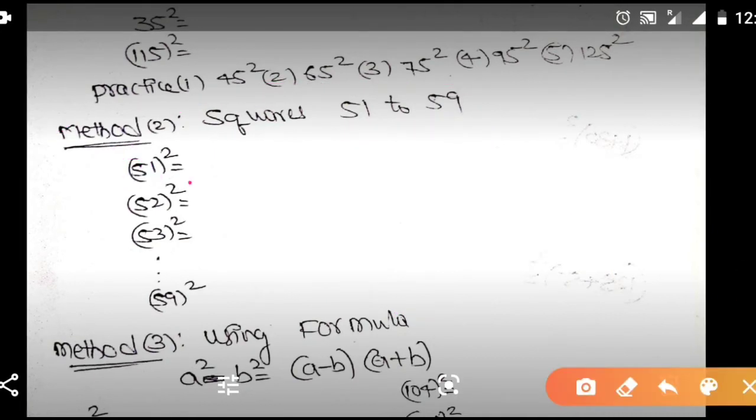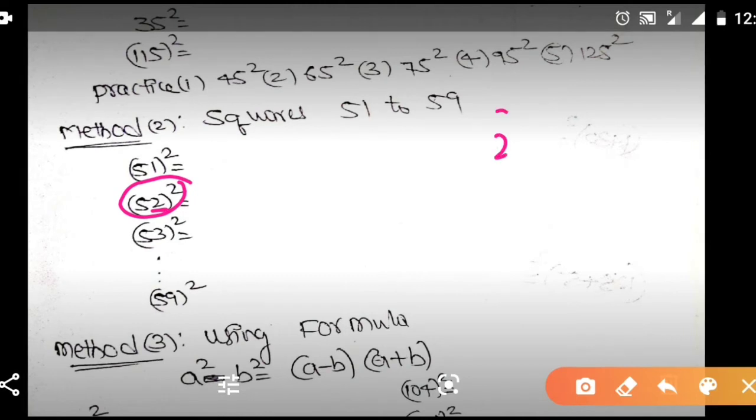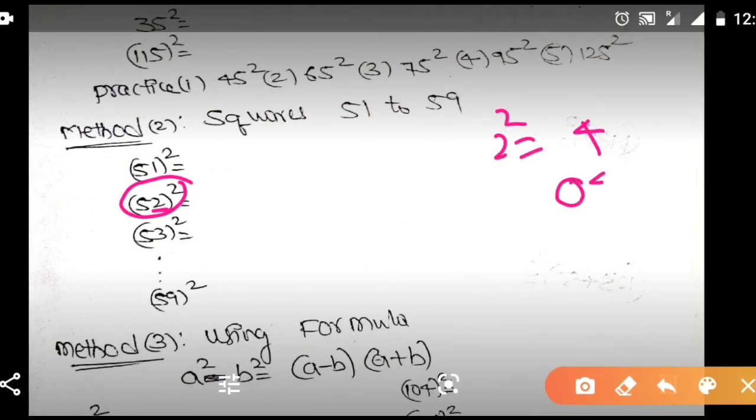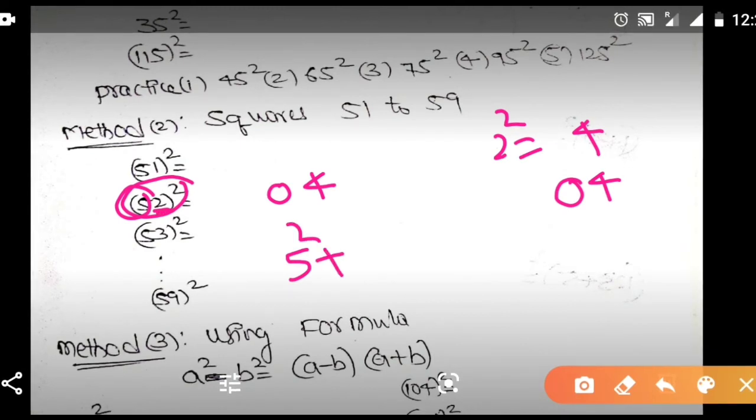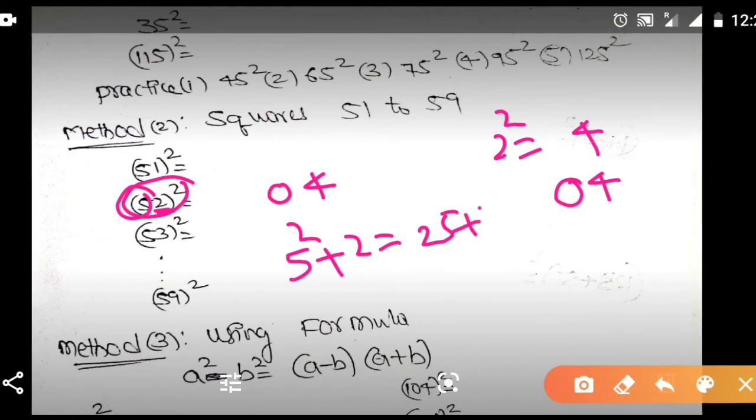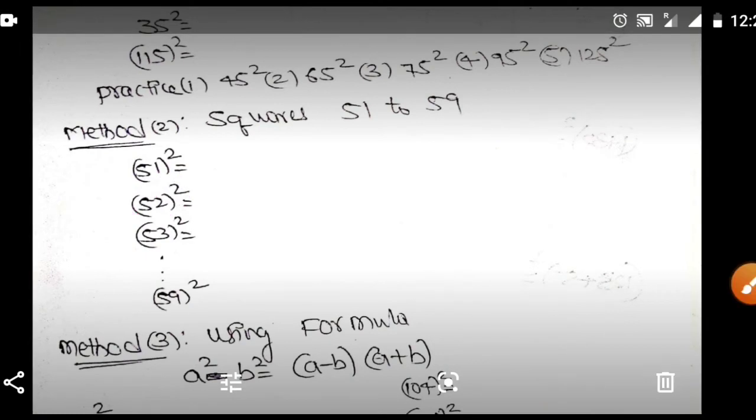Similarly 52 squared. Do the unit digit square first: 2 squared is 4. We have to write 2 digits, that's why I am writing 04. Here in the tens place we have 5. Do the 5 squared and add this unit digit 2. 5 squared is 25, plus 2 is 27. So 2704 is the answer.